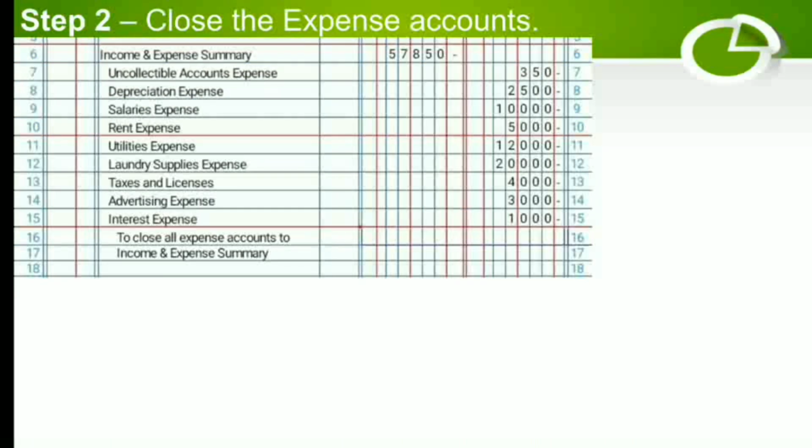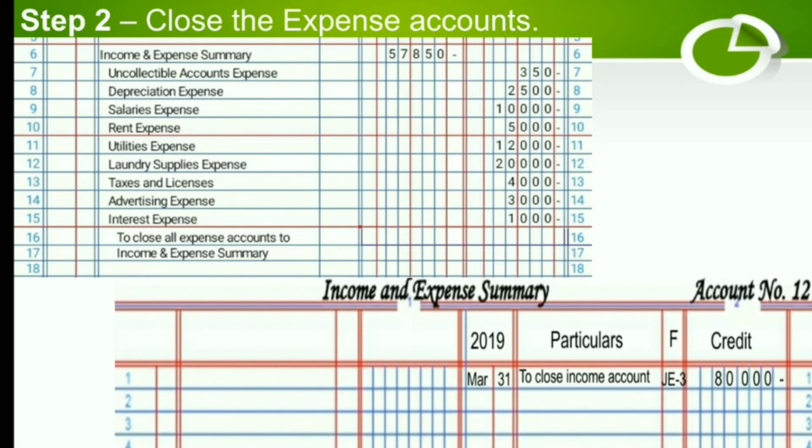At this point, we will be posting the second closing entry to the affected ledger accounts, and we'll start with the debit, and that is income and expense summary. And here's now the income and expense summary account, and that is account number 12. Since in the closing entry the income and expense summary of 57,850 pesos is debited, this will be posted in the debit side of the account. In the debit side of the income and expense summary account, we're going to write the column headings first. For the year, we have 2019, and then particulars, folio, and then the debit.